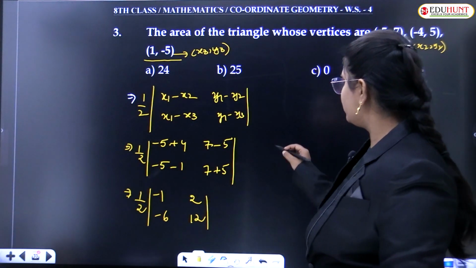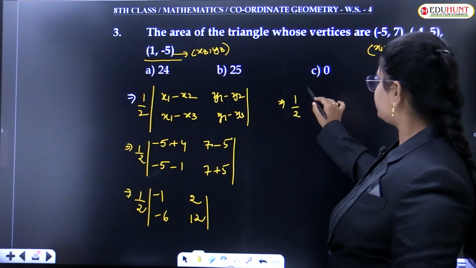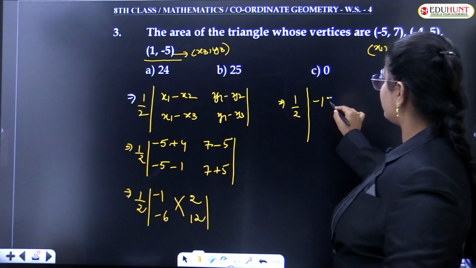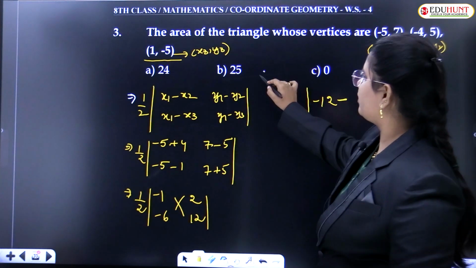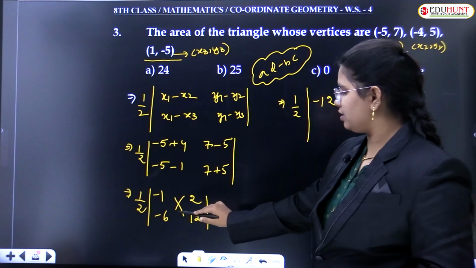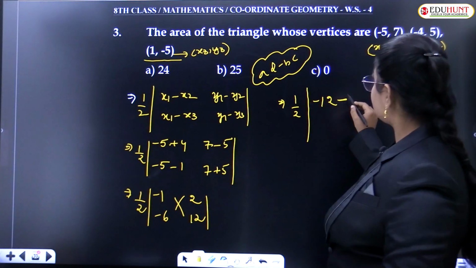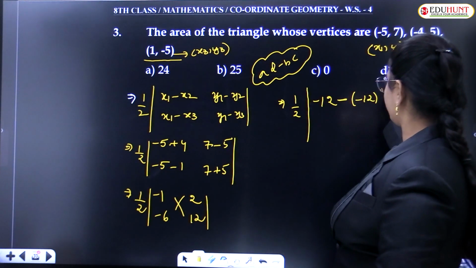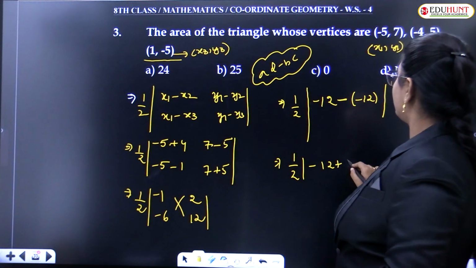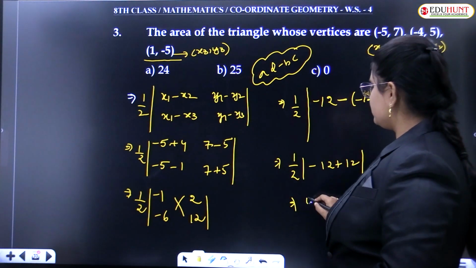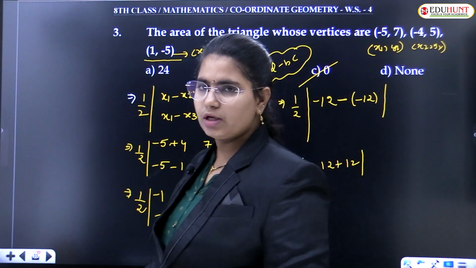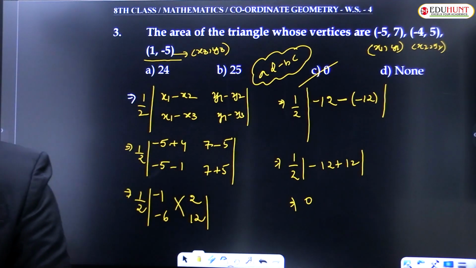Okay, so what I am going to get here is half, cross multiply it. Minus 1 into 12 is minus 12. AD minus BC, the formula is AD minus BC, correct? Minus 6 into 2 is minus 12. So 1 by 2 of minus 12 plus 12. Answer is 0, correct? What is the option? It's option C. Just have a glance at the problem. Make it fast.